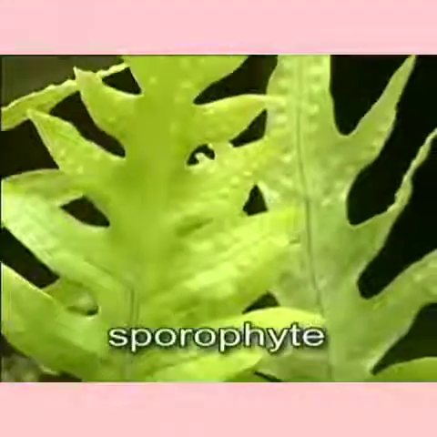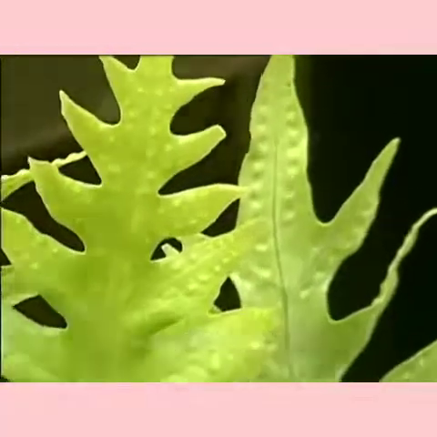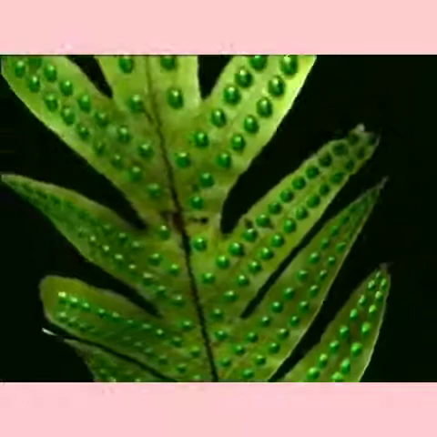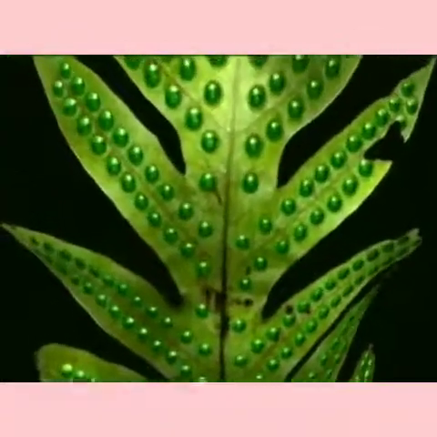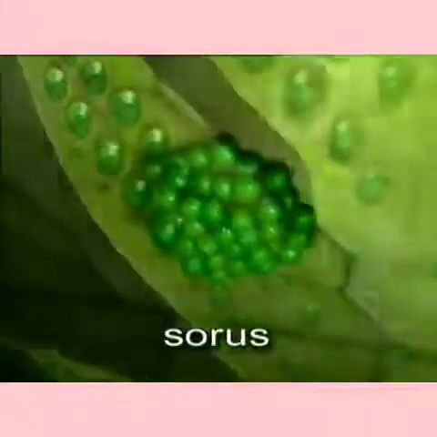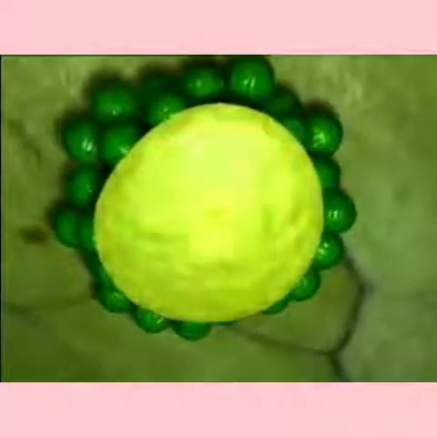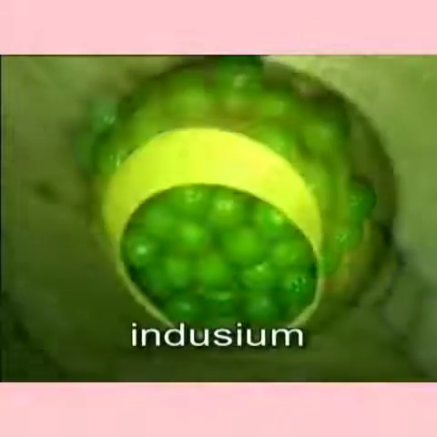The familiar fern is known as a sporophyte. If a fern frond is turned over, small circular areas may be seen. Each of these areas is called a sorus. In some ferns, the sorus is unprotected. In many others, it is covered by a cap, supported by a central stalk. This protective covering is called an indusium.